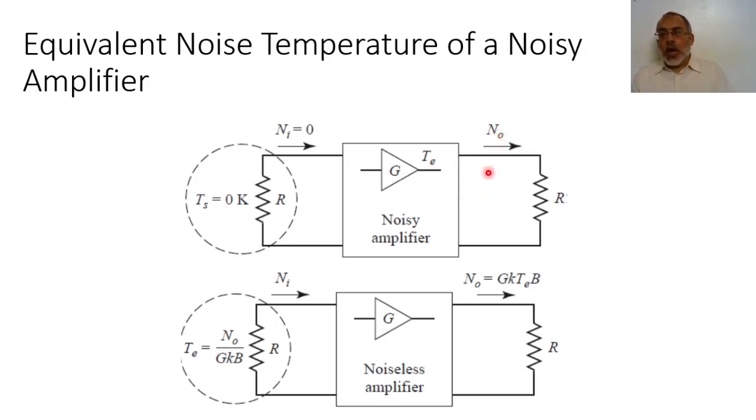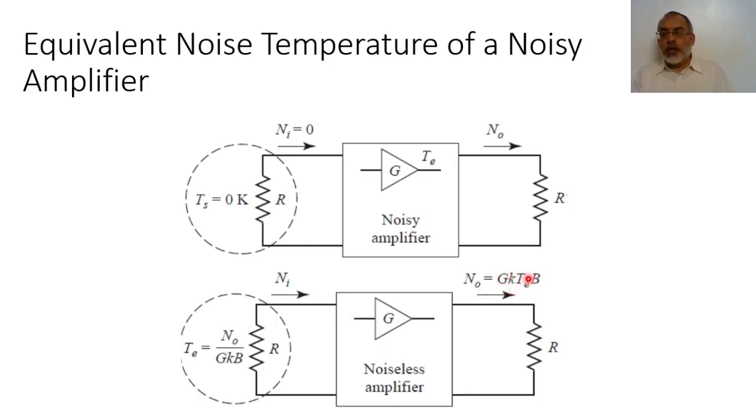Now I have replaced all this system. What will be the situation if I have introduced this noise source at the input of the amplifier? So effectively the amplifier is amplifying the input signal by a gain G. So in this case, we are going to introduce input noise Ni, which when amplified by G will equal the output noise.